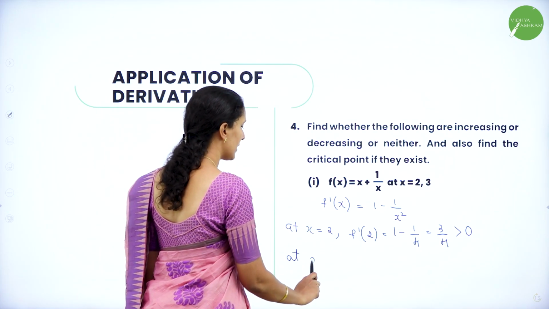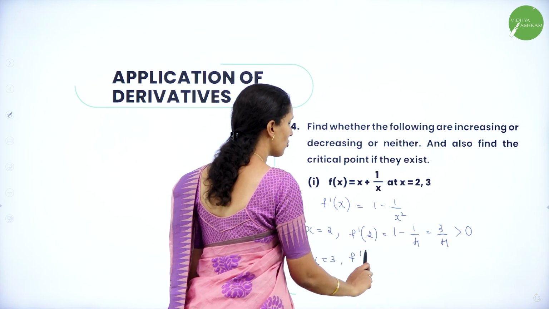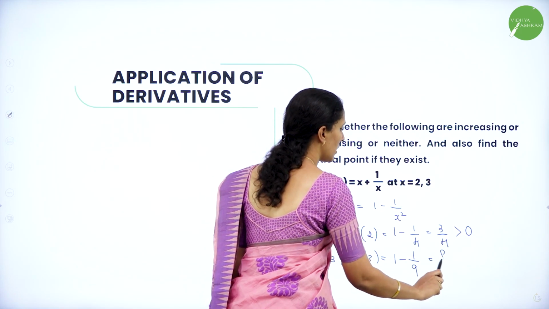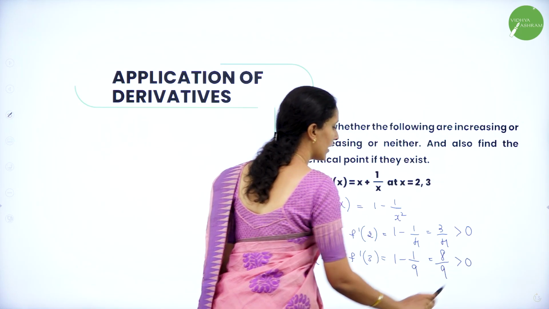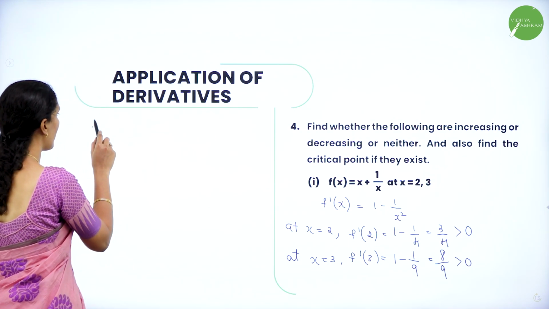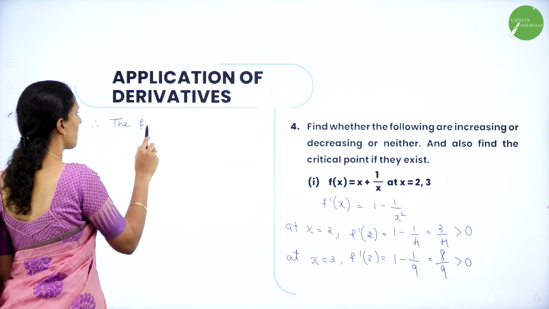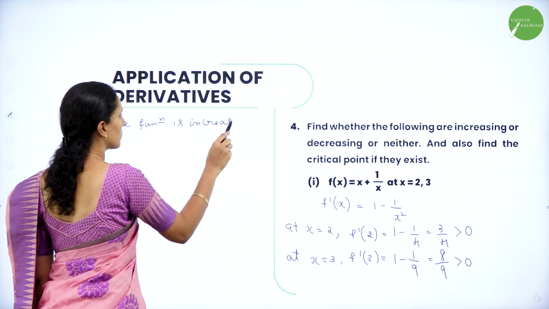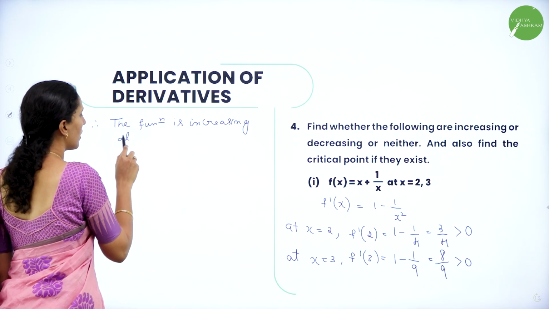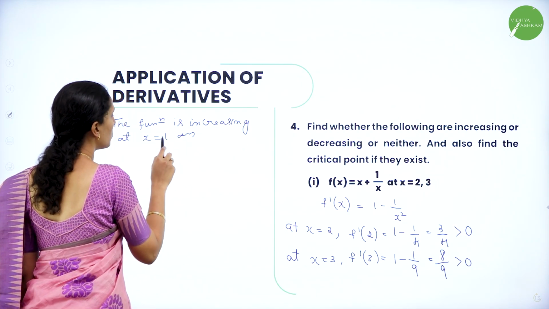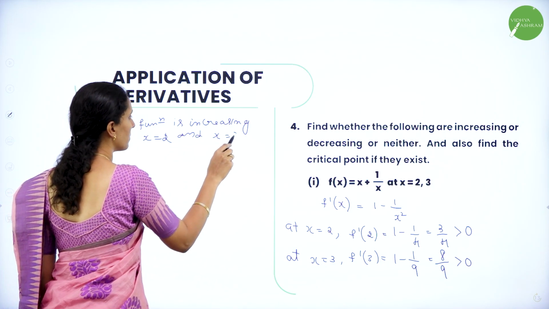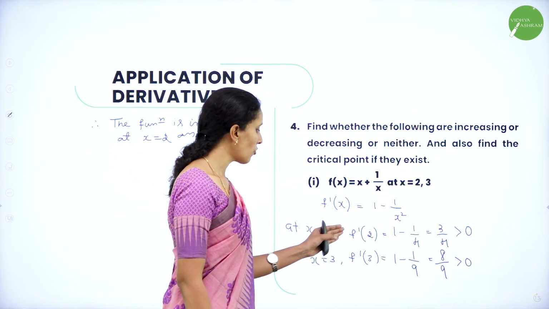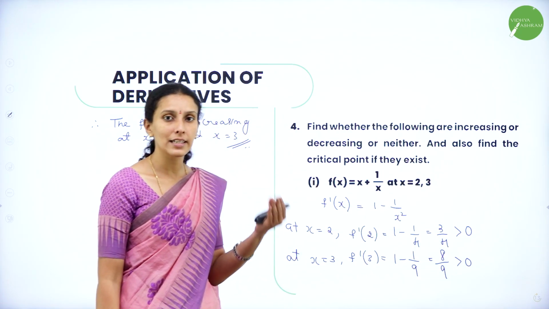Let's see at x is equal to 3. f dash of 3 is 1 minus 1 by 3 square, which is 9, which is equal to 8 by 9. Again it is greater than 0. So therefore what I can write? The function is increasing at x is equal to 2 and x is equal to 3. So it is clear that we got positive values, that is f dash of x is greater than 0. So therefore it is an increasing function.